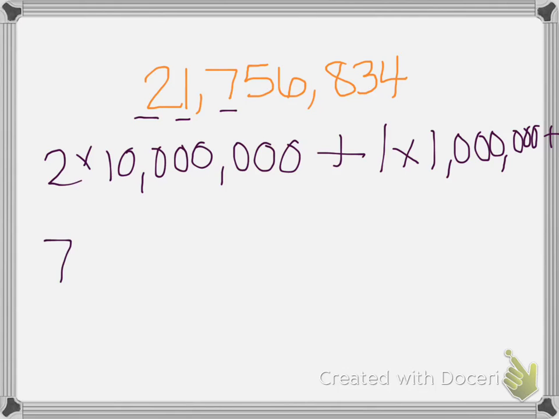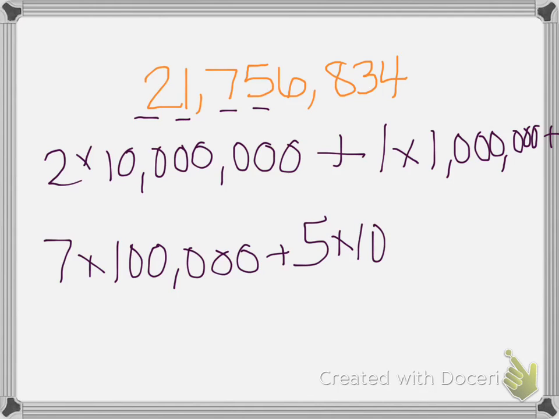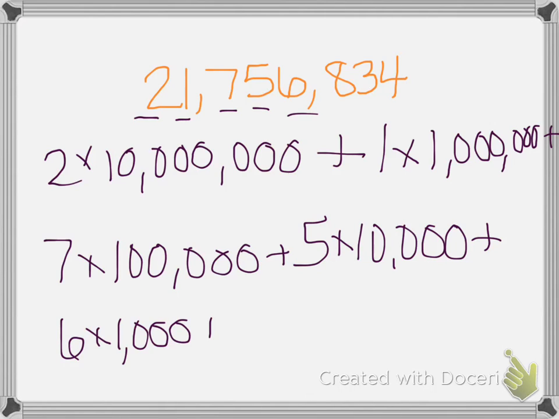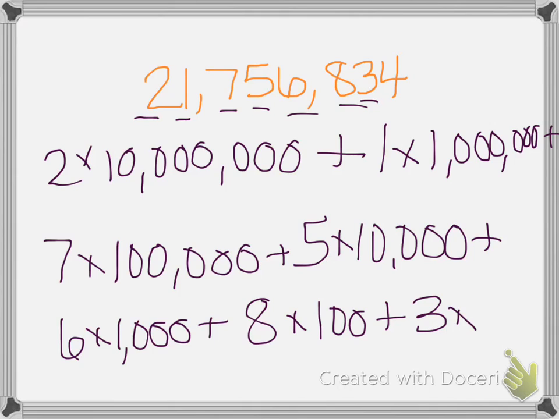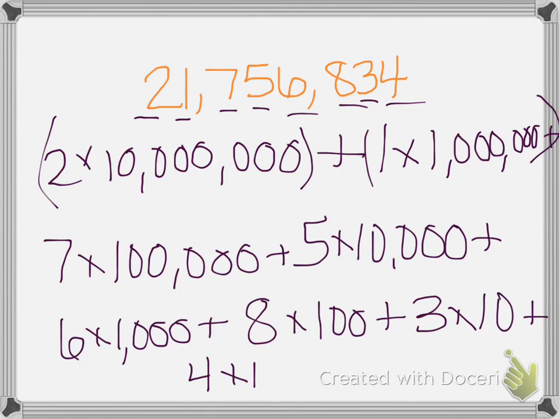plus the 7 is in the 100,000s place, plus the 5 is in the 10,000s place, plus the 6 in the thousands, plus the 8 in the hundreds, plus the 3 in the tens, plus the 4 in the ones. And you can put parentheses around it to make it easier to see, but you do not have to.